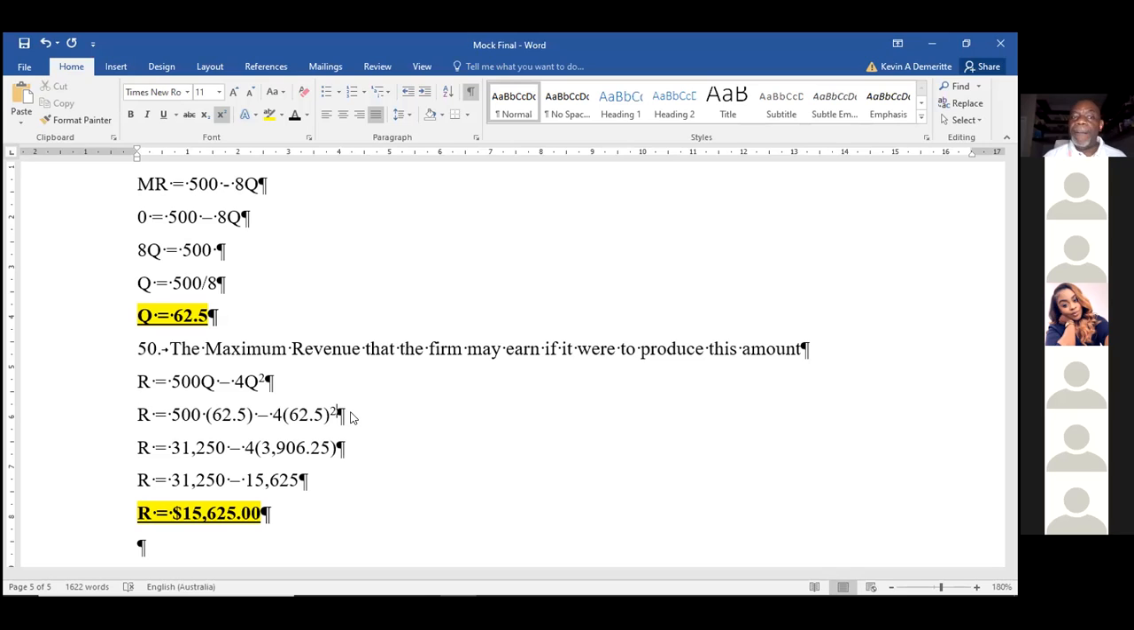So we use our marginal revenue equation to find out the optimal level of production, that Q. And then once we figure out how much we're going to produce, we plug that into our revenue equation to tell us what our revenue would be if we would produce that amount.